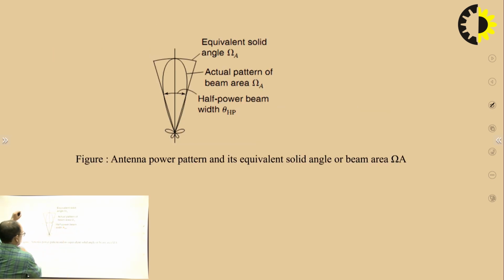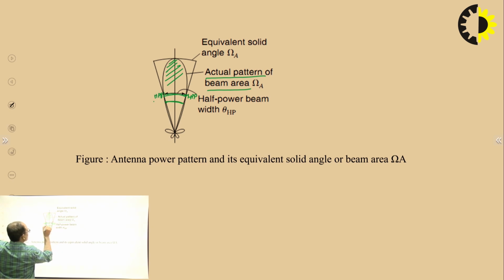So we will see here that the area which it covers by this solid angle is equal to the beam area, and the angle which it makes, let's say due to the half power points, this is a half power point, and this is a half power point, the angle which it makes here is a solid angle. So if I say this is an equivalent solid angle, this one is the actual equivalent beam area. Clear?